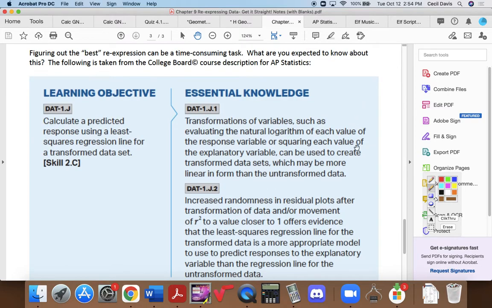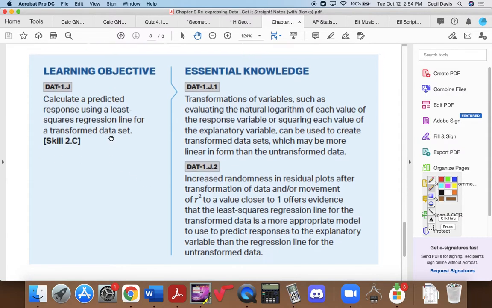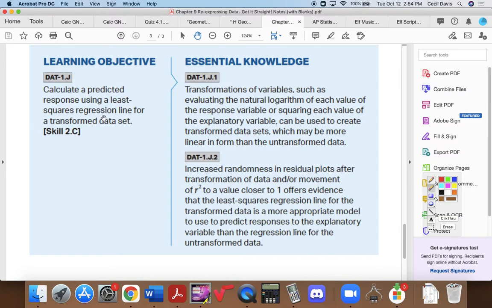So here's the deal. I took this from the College Board course description. What is it that they expect you to know about this? They expect you to be able to calculate a predicted response using a least squares regression line for a transformed data set. In other words, if they transform the data set using one of these ways of re-expressing, they expect you to be able to put in an explanatory value and get out a predicted value. That's just the math. That's pretty easy.